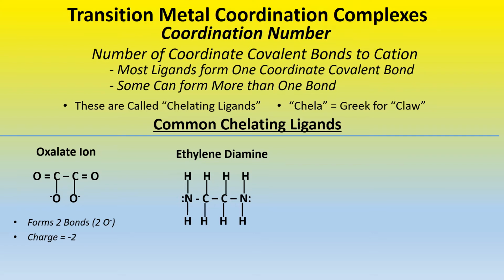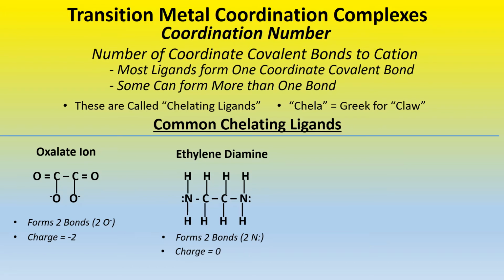As each of those nitrogens has a lone pair of electrons, ethylene diamine is a dibasic ligand and can form 2 bonds. However, it is also a neutral ligand with a charge of 0.